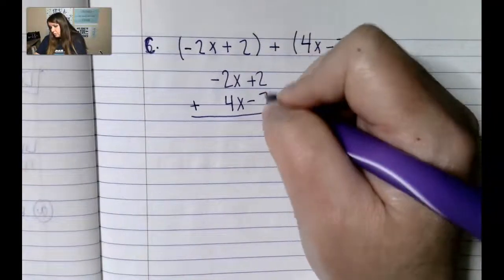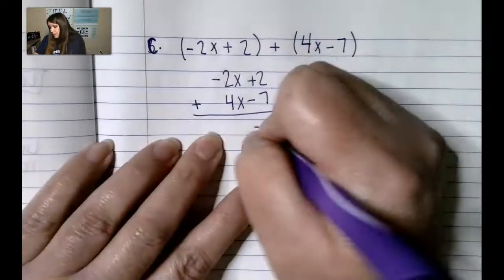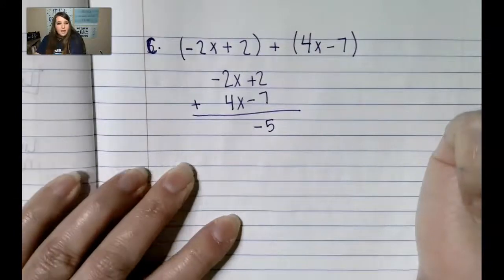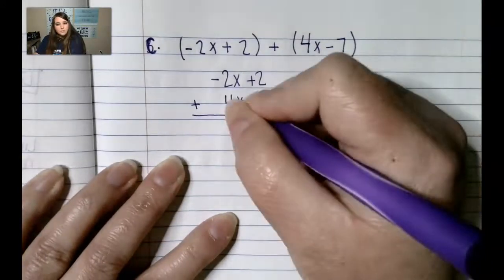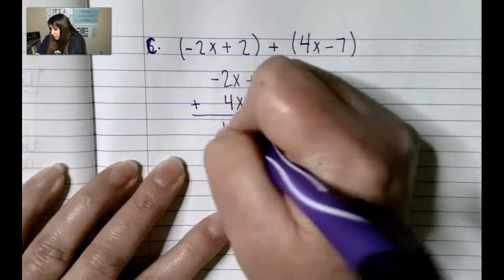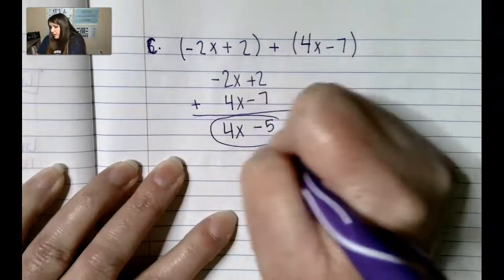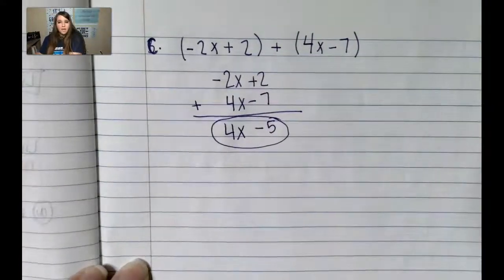So we have 2 plus a negative 7, which gives us negative 5. And then we have negative 2x, but I add on 4x, which gives me 2x. So my sum is 2x minus 5.